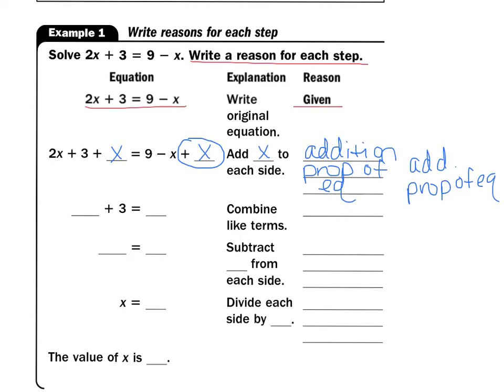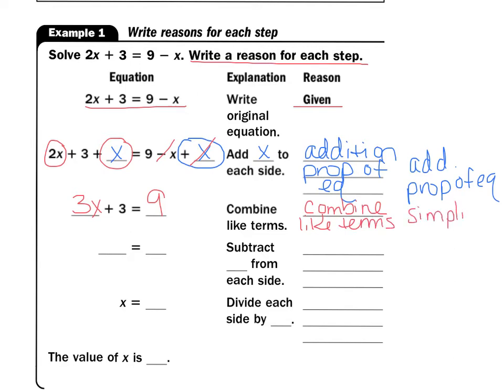Okay, next when we do this, so we're going to have to combine like terms here. We get 3x and then these are going to cancel, so all that's left is 9. So the explanation for that is just what we did. We combined like terms. Another word you may see sometimes is that we just simplified things. So combine like terms or simplified, you can use either one.